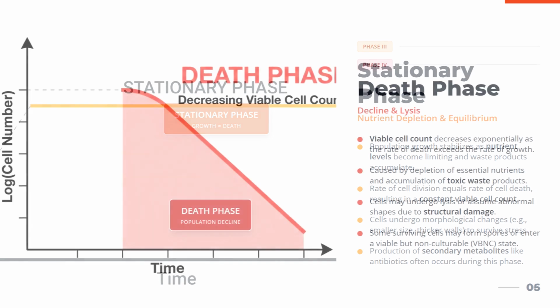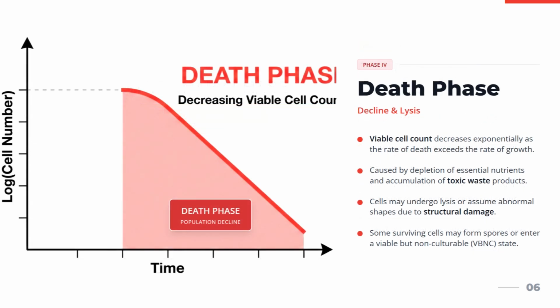Death phase, decreasing viable cell count. Death phase, population decline. Death phase, decline and lysis. The viable cell count decreases exponentially as the rate of death exceeds the rate of growth. The line on the graph now slopes steadily downward. This decline is caused by the severe depletion of essential nutrients and the accumulation of toxic waste products. The culture has essentially poisoned itself.